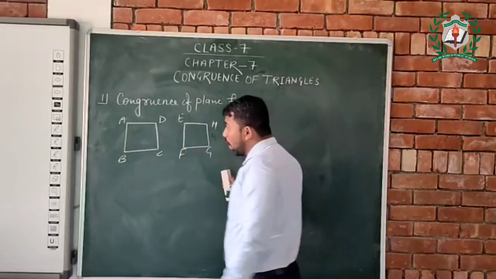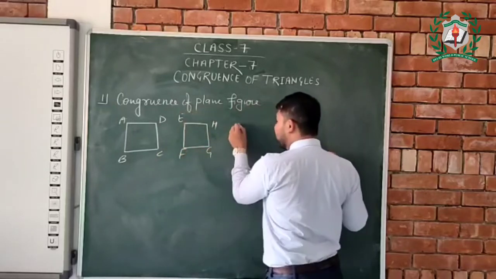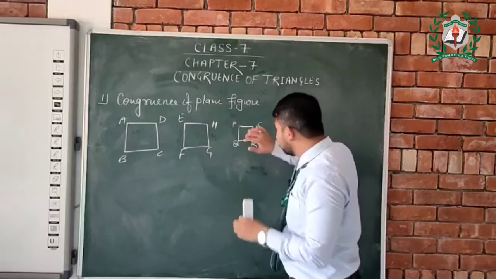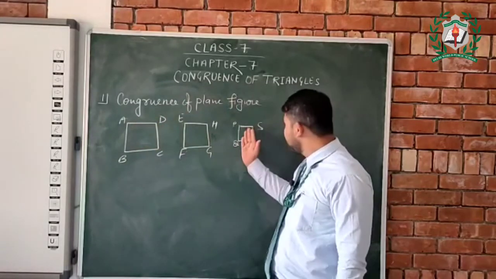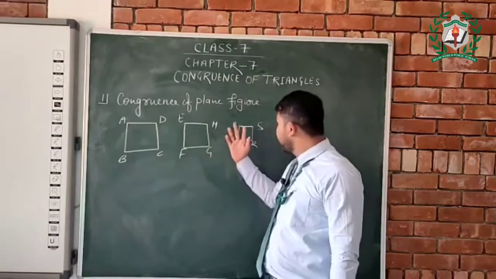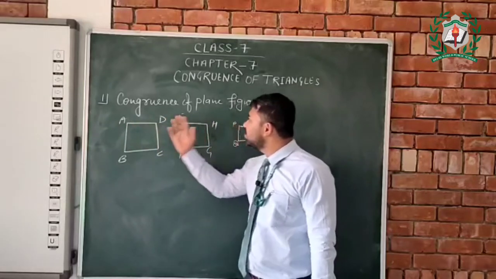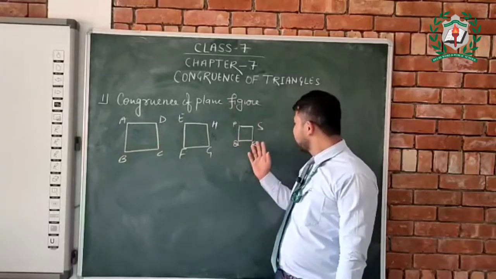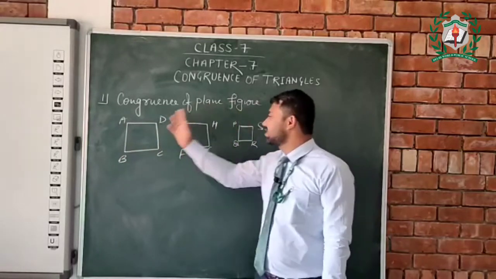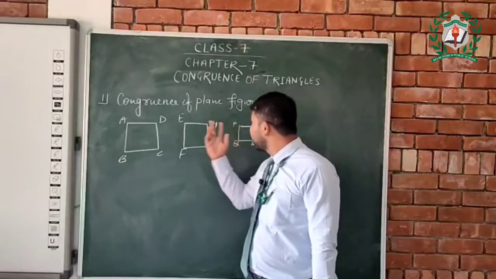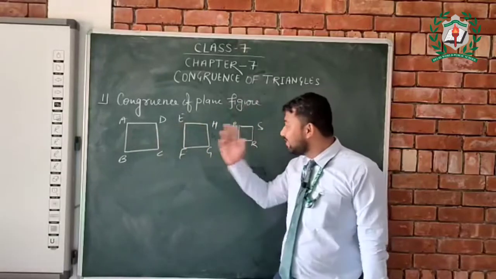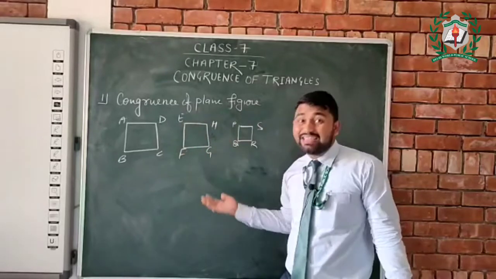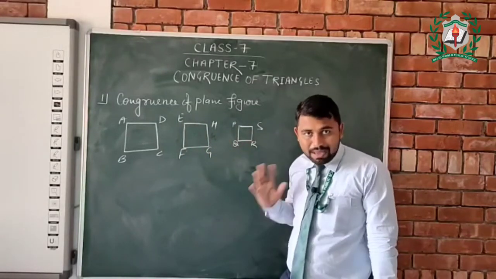Now for example, take this figure P, Q, R, S. Place this figure on this figure. You can see that P is not similar to A, Q is not similar to B, R is not similar to C, and S is not similar to D. It means this figure is not congruent to this figure. So this is not an application of the superposition method.